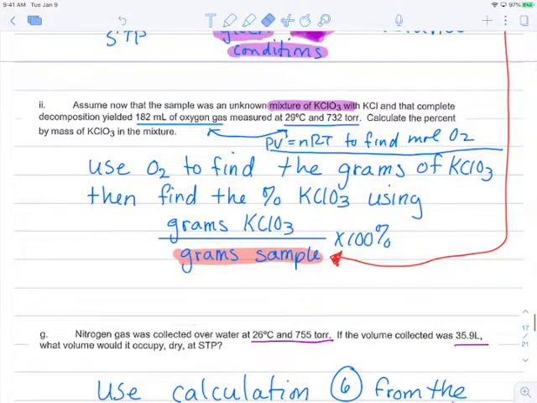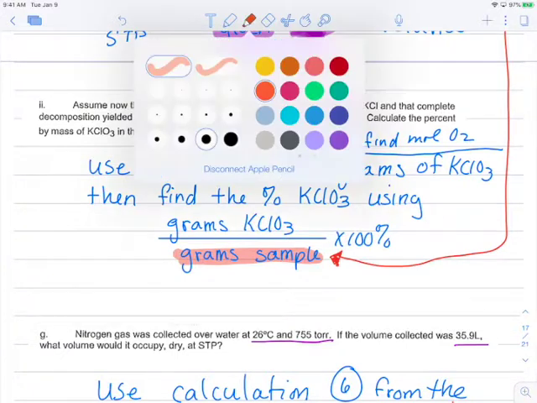All right, and finally, we're still on F, and this is part 2 of F. Now we're saying that you have a mixture of KClO3. So we're using the same number of grams of sample, but now we're saying your sample was not pure. All right, so here it says, assume that the sample was a mixture, and this is what it yielded.